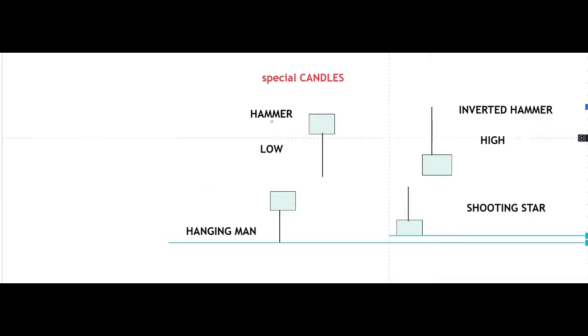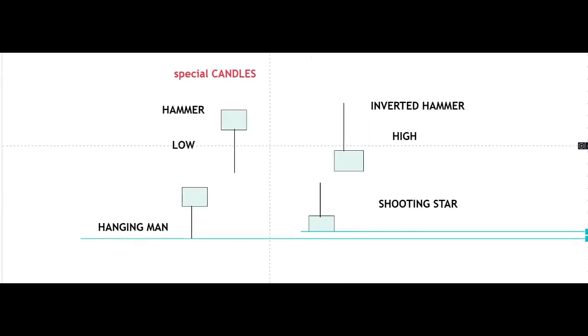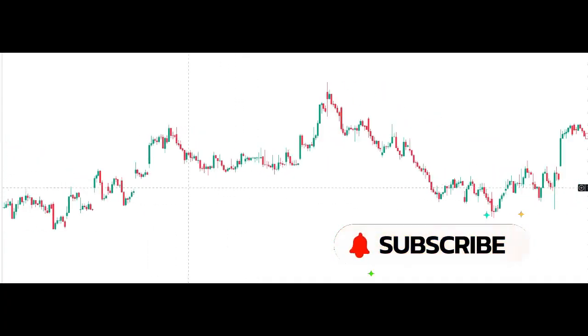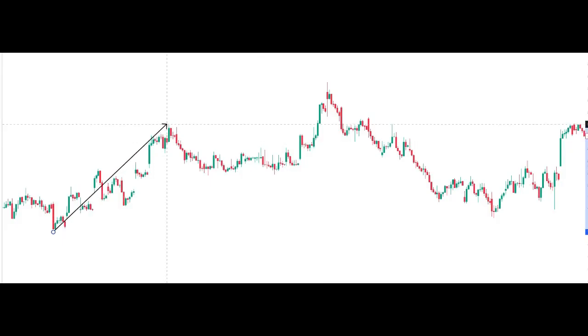Up to this, I hope you are clear, and we will see it in the chart. For example, according to Dow theory, this is the high. The price doesn't go straight forward. If you see a minor trend, it has gone making higher highs and higher lows.